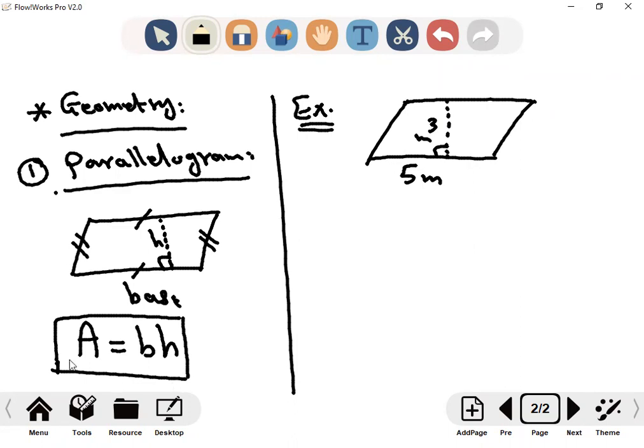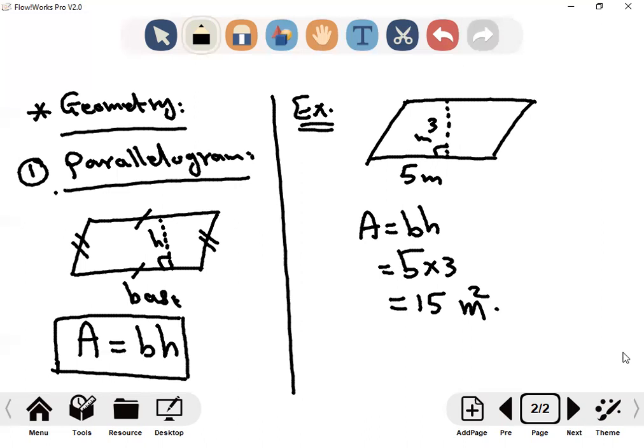To find the area, we follow the formula. A equal base multiply height. So here, A equal base multiply height, which is equal to 5 multiply 3, which is equal to 15. 15 what? In the area, guys, we put square units. The unit is meter, so it will be meter to the power of 2. This is the parallelogram and how we find the area of the parallelogram. Base multiply height. Try to copy it quickly, guys. I'll give you 1 or 2 minutes to finish.